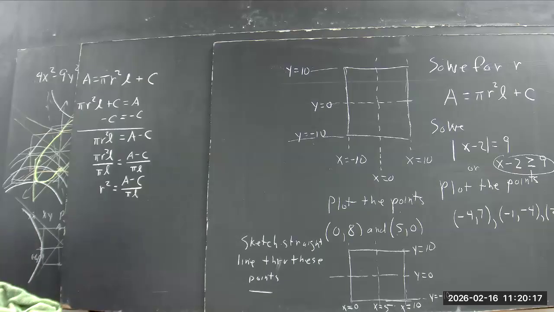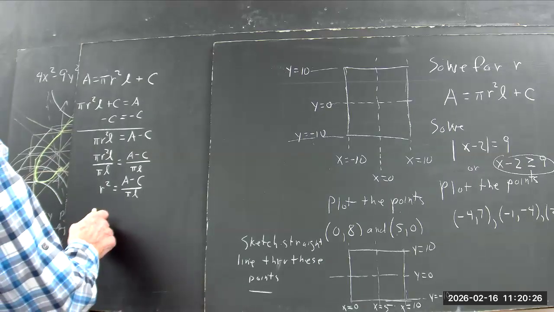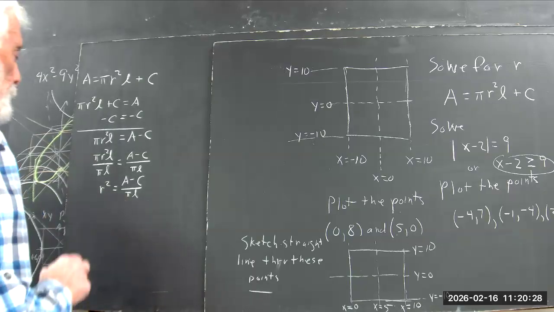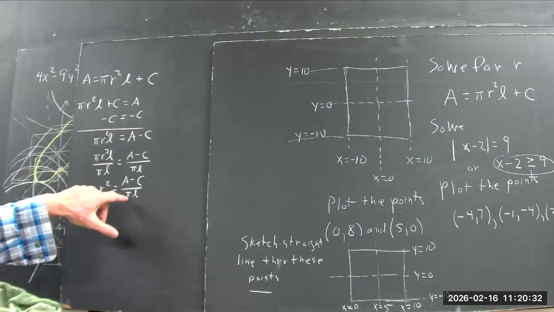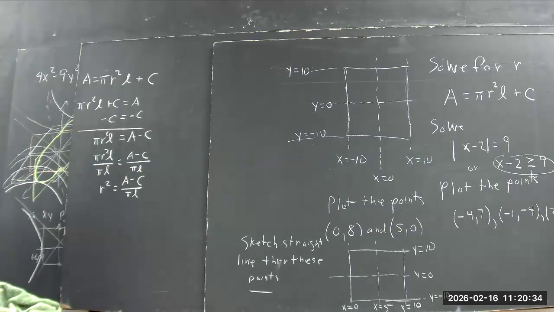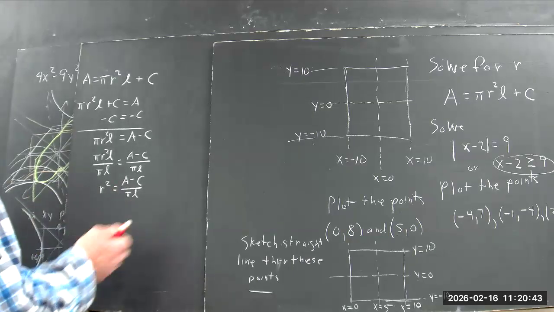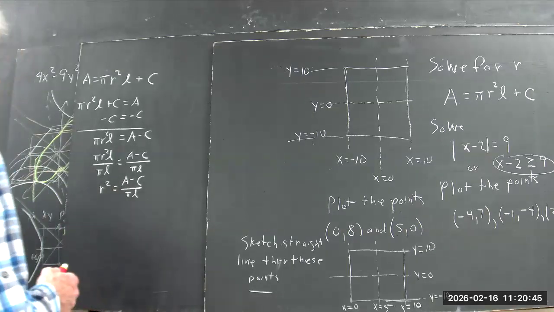How are we going to get R? Well, this is a little bit of a curveball. We haven't really talked, I don't think, about square roots, but I decided to do it anyway. If you get it down to here on this quiz, R squared equals A minus C over pi L, and don't know what to do after that, that's full credit, because it'd be unfair for me to expect you to know what the next step is, but I'm going to show you what the next step is.